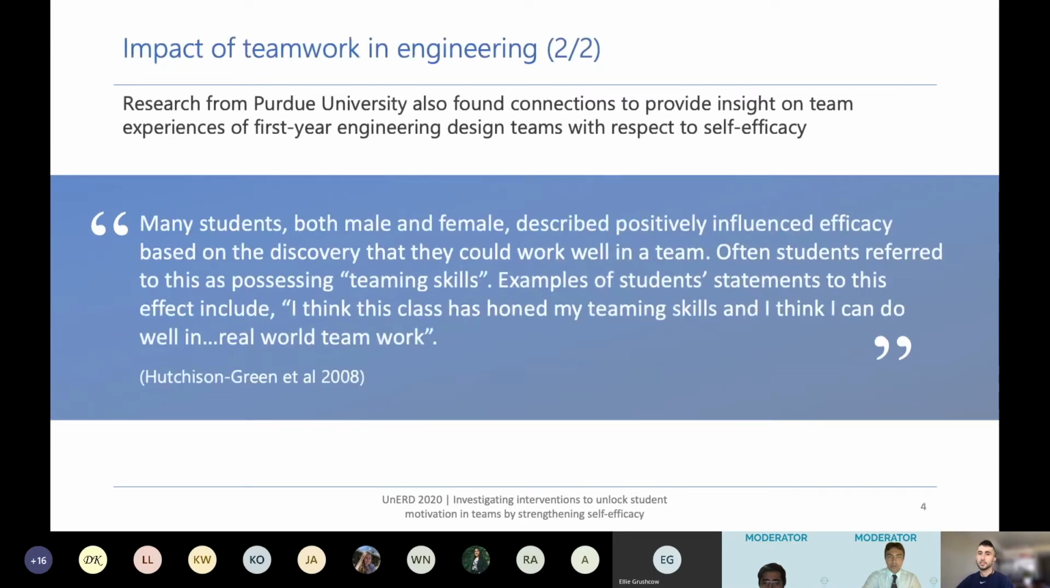Further, engineering education research from Purdue University in the early 2000s investigated the self-efficacy of first-year engineering students throughout the course of their design projects. This paper forms a connection between self-efficacy and team experiences. A key finding was that many students, both male and female, described positively influenced efficacy beliefs based on the discovery that they could work well in a team. Often, students refer to this as possessing teaming skills. Examples of student statements to this effect include, "I think this class has honed my teaming skills," and "I think I can do well in real-world teamwork."